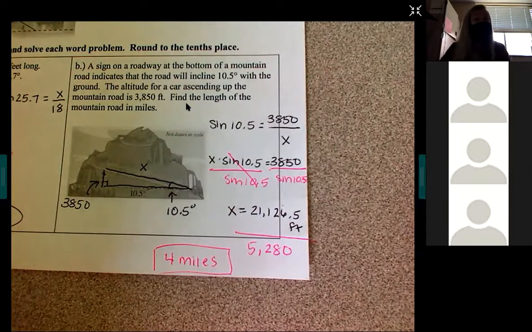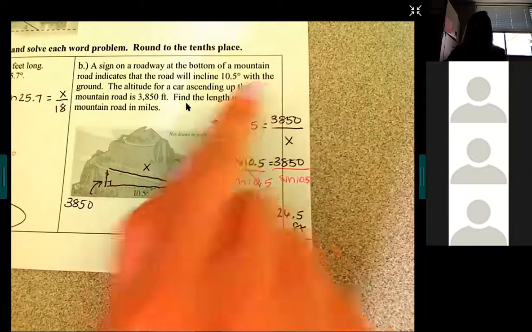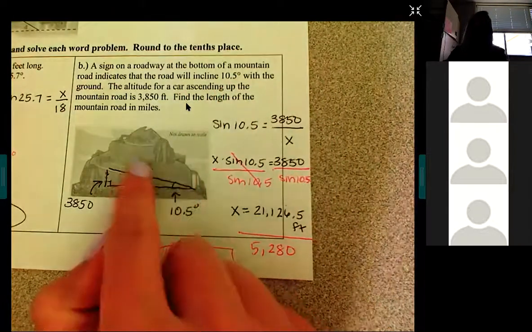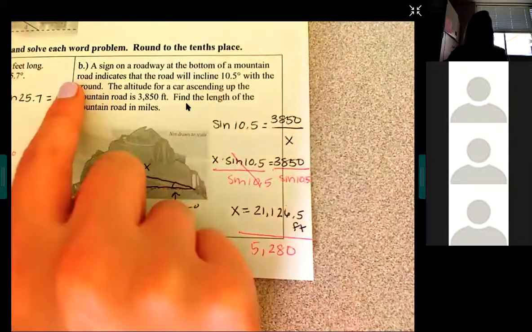How did I get that? Because it says the road will incline 10.5 degrees with the ground. So that's the angle going up. Incline means up. See it? Good question.